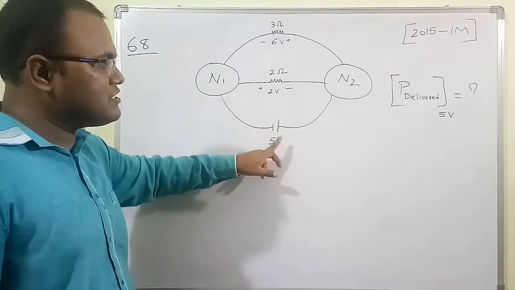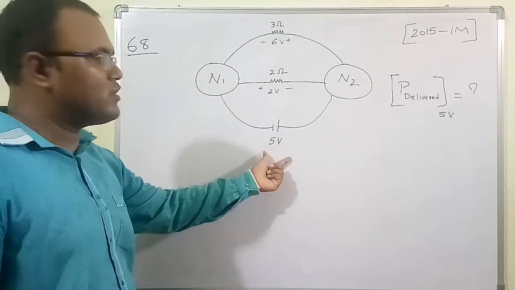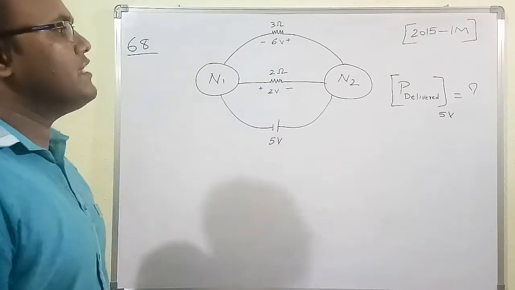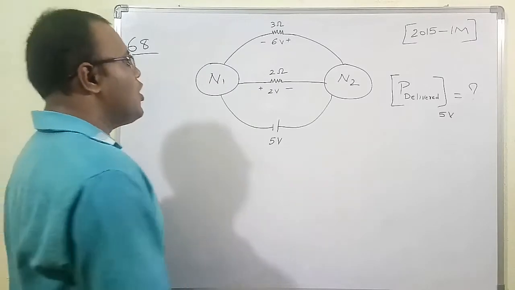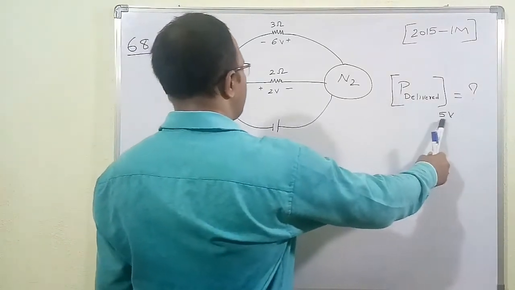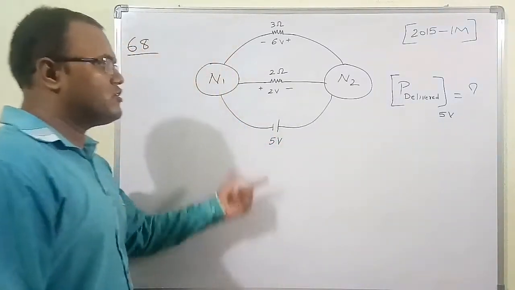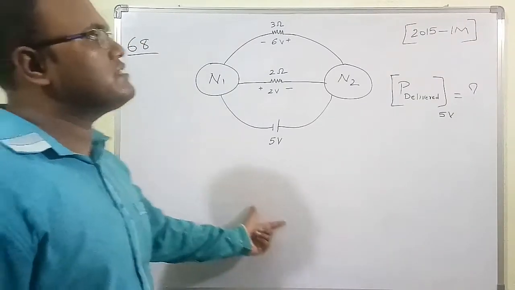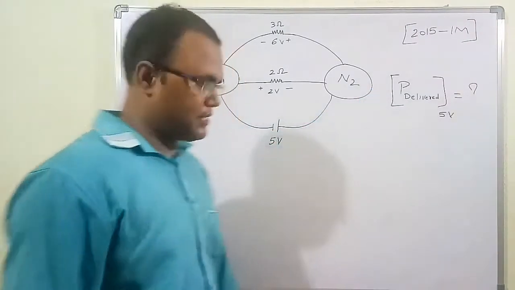And there is another branch. In this branch there is an ideal voltage source whose voltage is 5 volt. And the aim of this problem is to figure out how much power is delivered by the 5 volt source. We need to figure this out in this problem. And this problem was given in GATE 2015 for 1 mark.